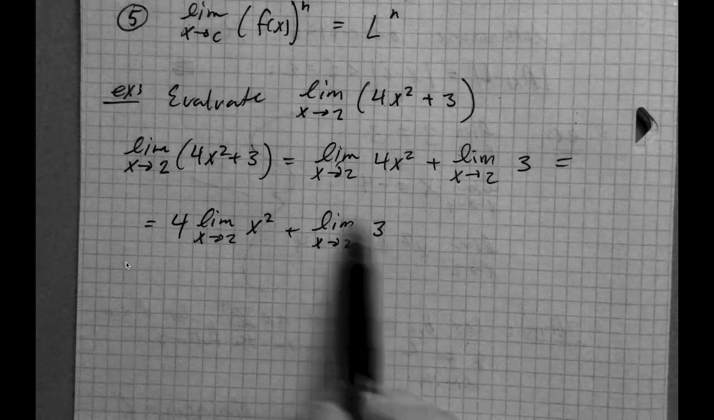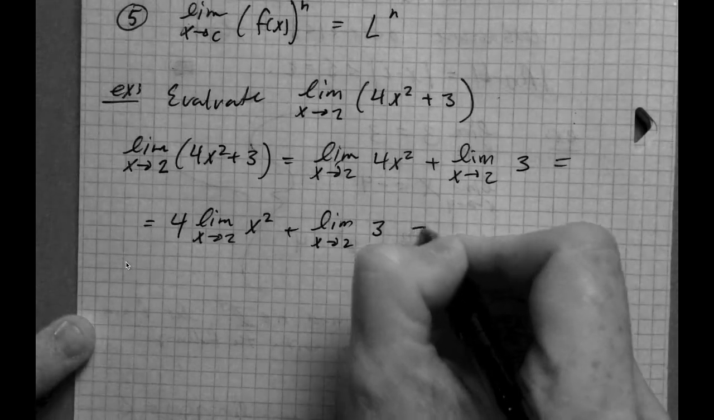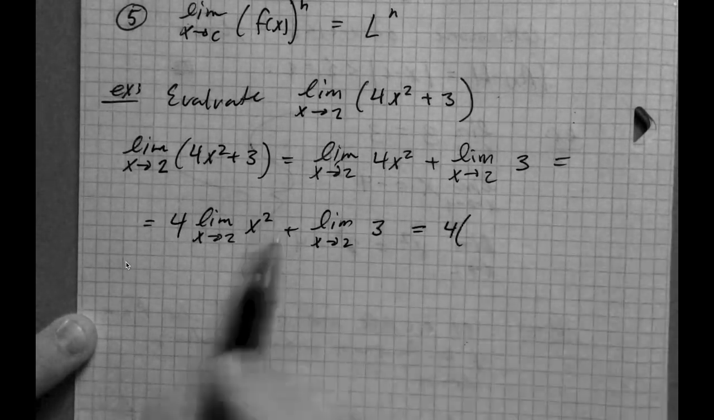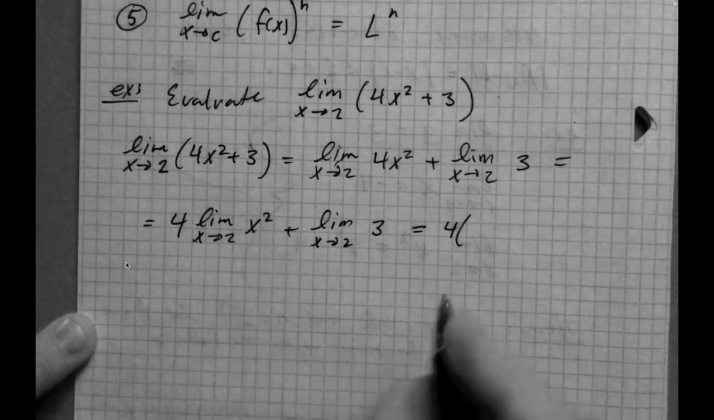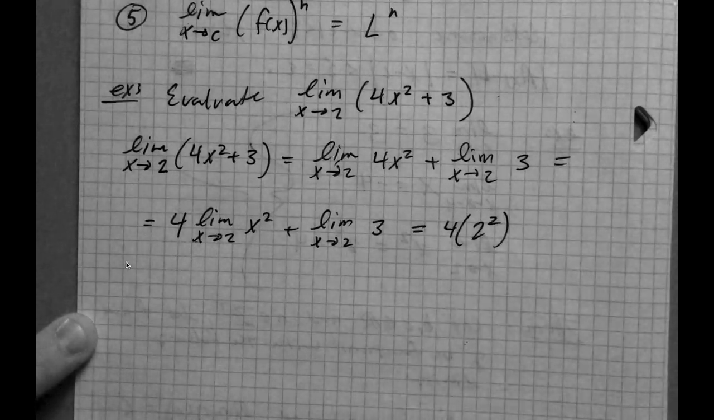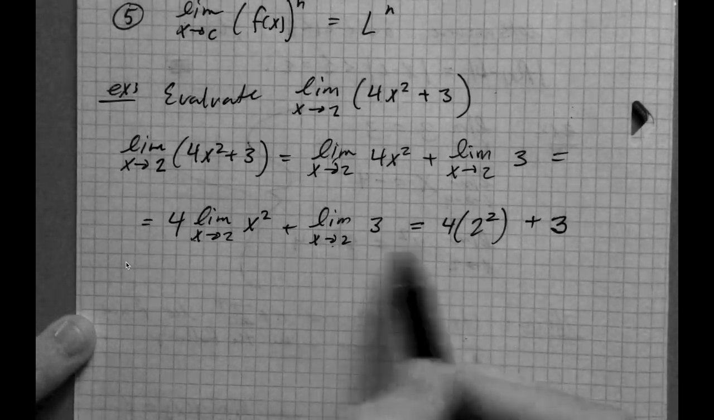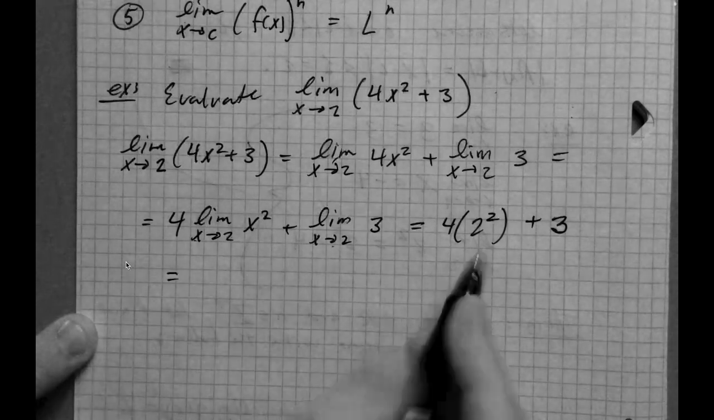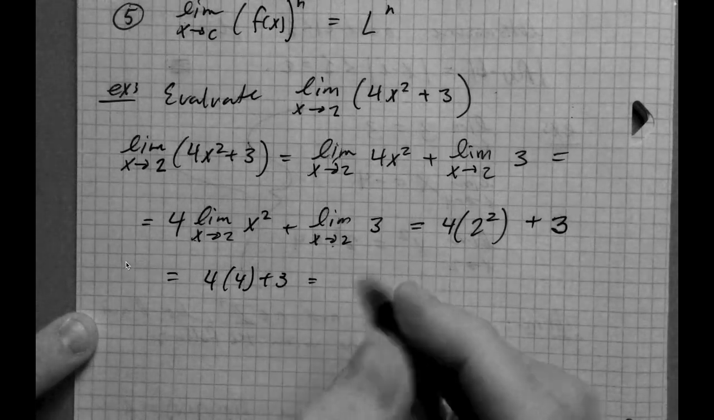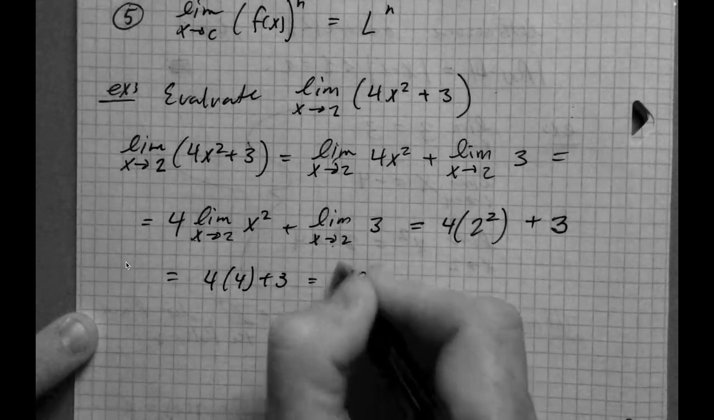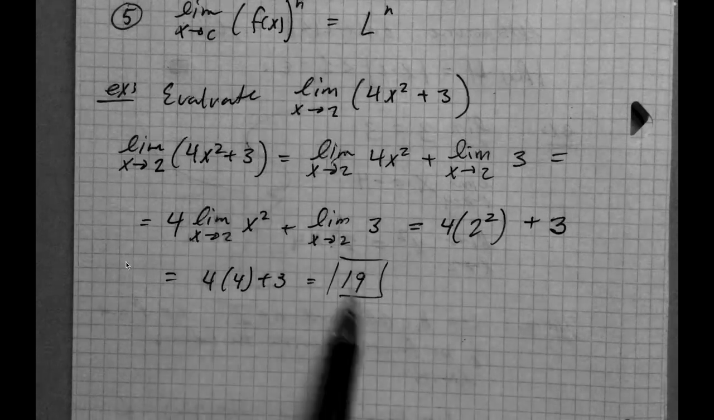And then this piece here would be a consequence of the prior theorem, so we would be able to evaluate those limits. What we can see is that this is going to be 4 times, now the limit here is just 2 squared, and then plus, now what's the limit here? Well, it's going to be 3. The limit of a constant is the constant. So you can see that this would be 4 times 4 plus 3, so it would be 16 plus 3, which is 19. So this polynomial has a limit of 19.